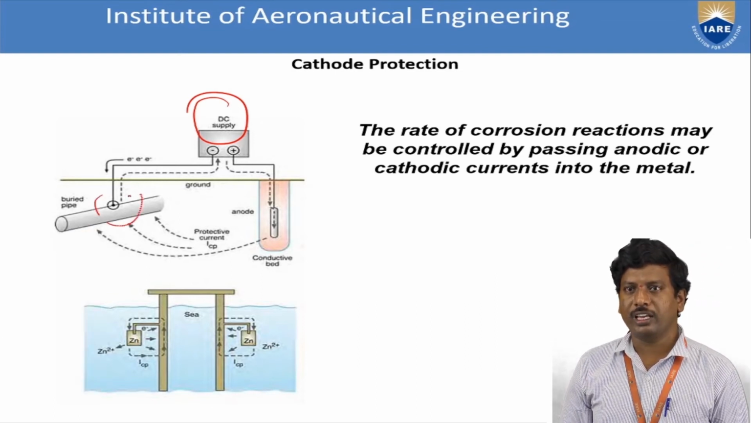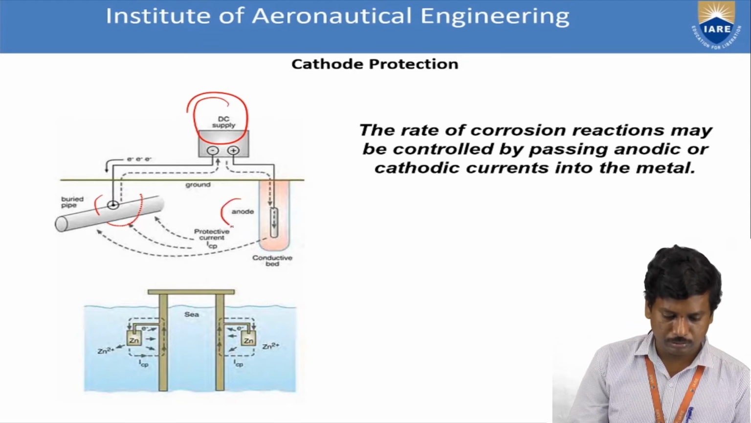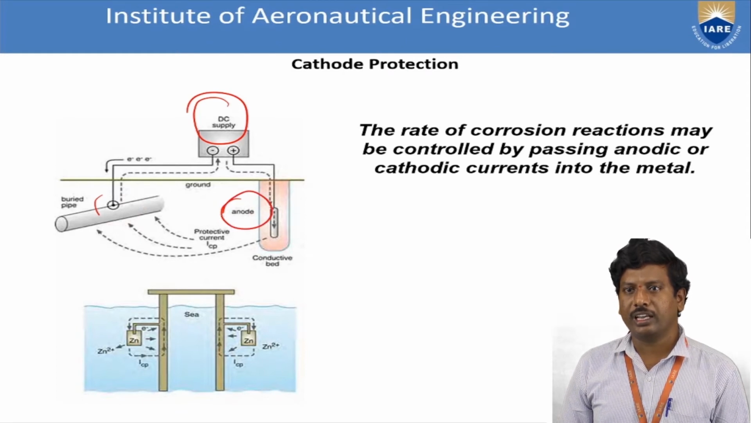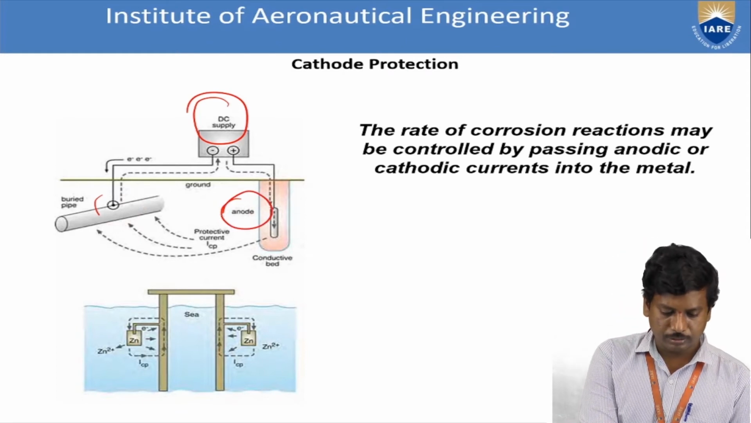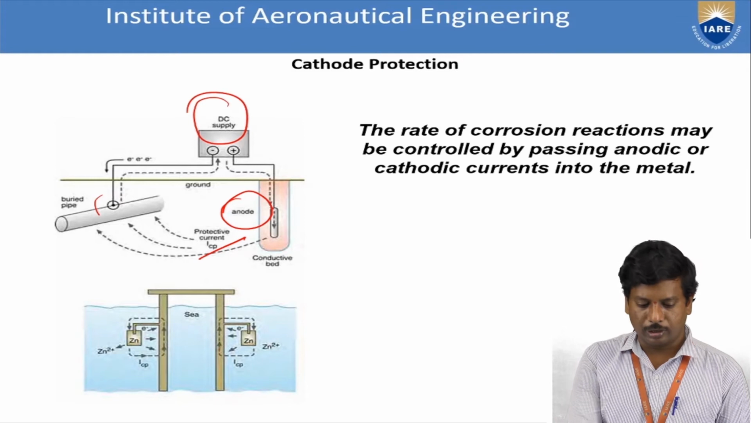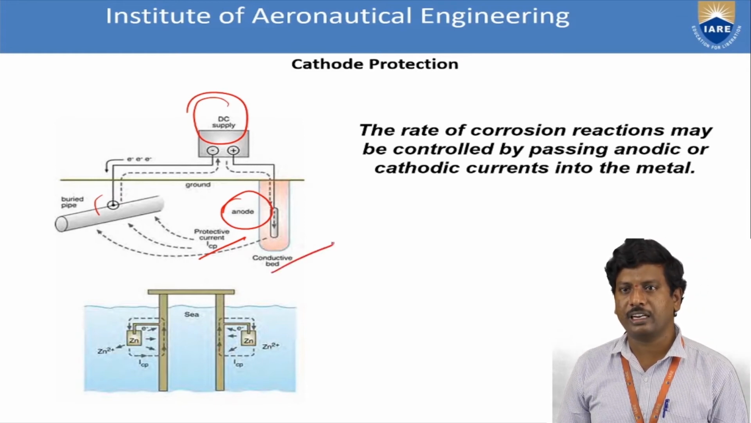and that will be connected through the DC current circuit anode. So this buried pipeline is nothing but the protected material, and this connected anode can act as a conductive bed. By the connection of these materials, anode and cathode, we observe electrochemical corrosion.